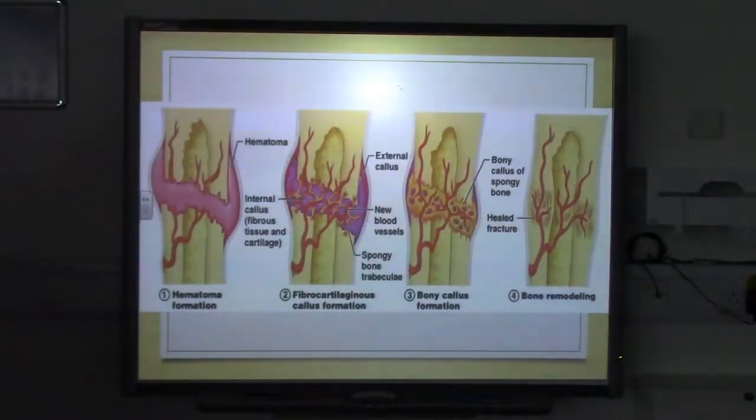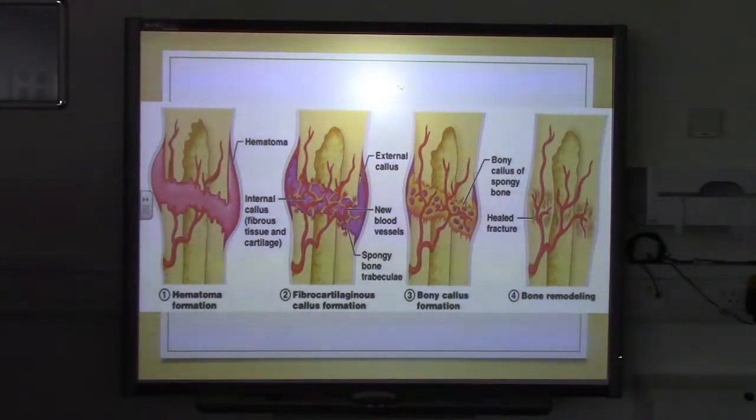So to recap and to look at it with this diagram, we initially have our hematoma formation, as we've discussed, which happens with our inflammation and that reactive stage of fracture healing. Then we have the fibrocartilage callus and the granulation tissue formation, so the new blood vessels, the spongy bone trabeculae, which is the woven bone. We also have external and internal callus and the fibrous tissue and cartilage. And this then moves on to a bony callus formation.